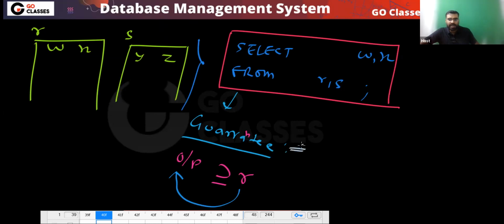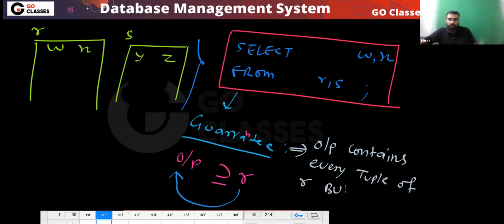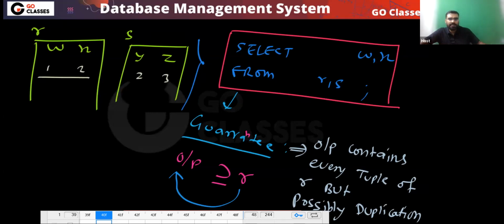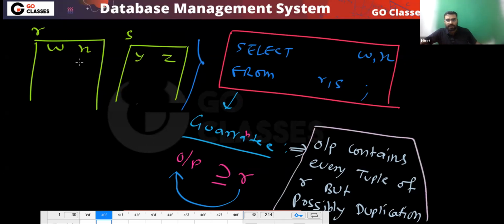What I can say is you can guarantee that the output contains every tuple of R, but possibly duplication can happen. They may or may not be there. For example, if you have a single tuple here and a single tuple here, then there will be no duplicates. So you can guarantee with this that the output contains every tuple of R.